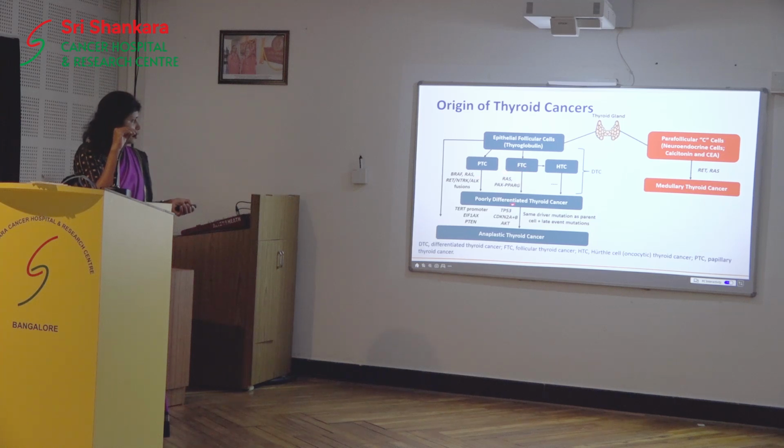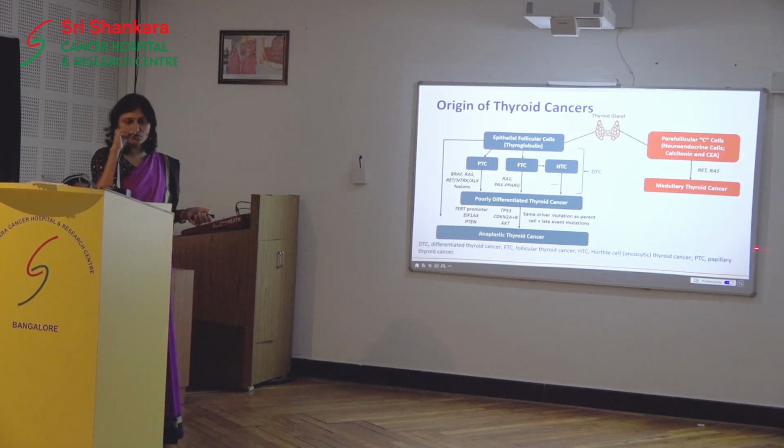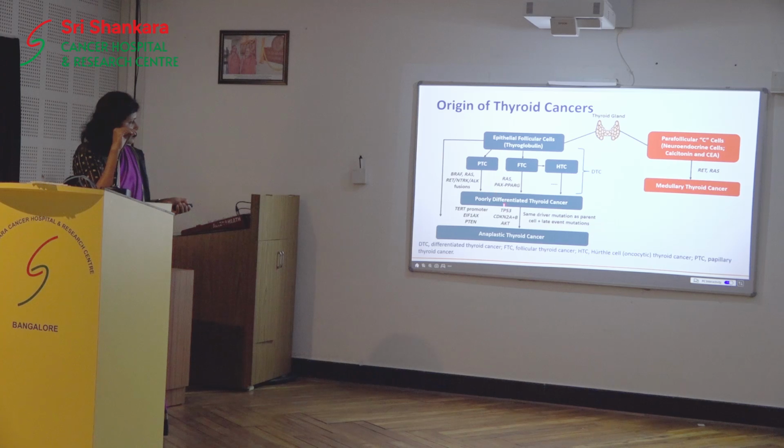And then they move towards poorly differentiated thyroid cancer. We all know that TP53 is an acquired mutation in most cancers and determines a very poor prognosis. These epithelial thyroid cancers can also progress to anaplastic, or we can directly have a very poor presentation of anaplastic thyroid cancer from the epithelial cell origin.